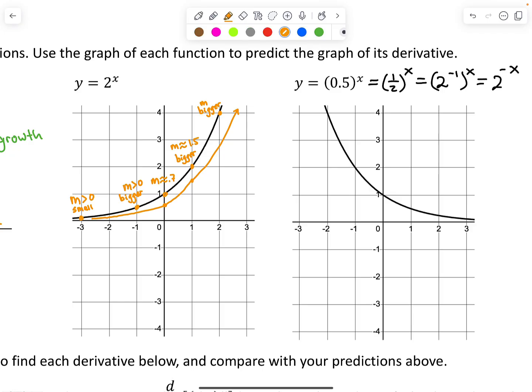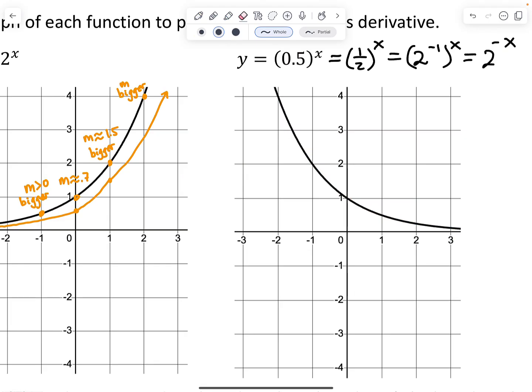In particular, this last one, 2 to the negative x, reveals the fact that 0.5 to the x produces a graph which is a reflection of 2 to the x about the y-axis. Here is a graph of 2 to the x reflected around the y-axis. You get a graph of 2 to the negative x. But in this case, it is clear that the slopes are all negative this time. And by that symmetry, I can guess that at this y-intercept, the slope of the tangent line should be about negative 0.7. So putting an output of the derivative function about right there.